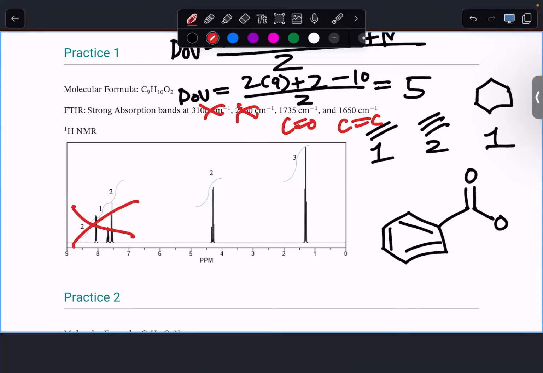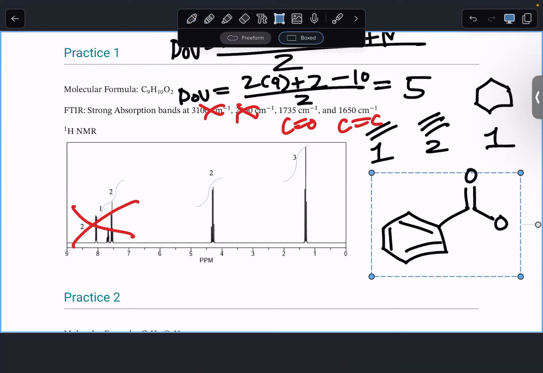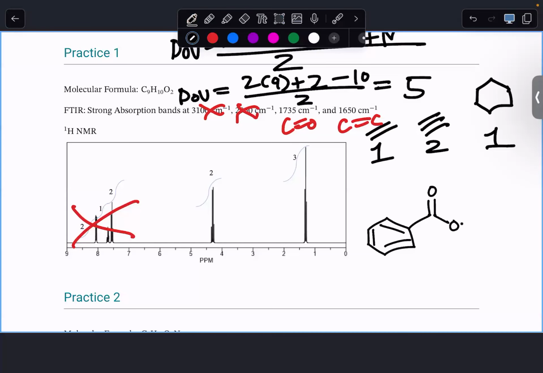But now we have to worry about these 2 peaks right here. What do you notice about this peak here? Like, where is it located? What region? Is it deshielded or shielded? Deshielded, right? And what does that mean if something is deshielded? Yeah, connected to the electronegative. Let's say that those 2 hydrogens are connected to this oxygen right here. Because they are right next to that oxygen, that makes them deshielded.